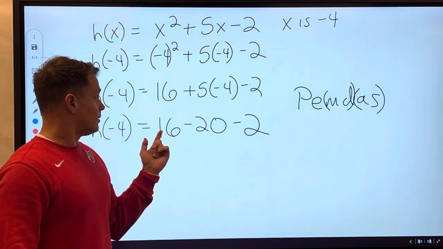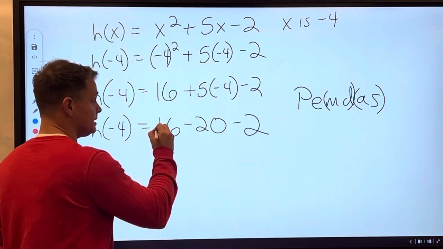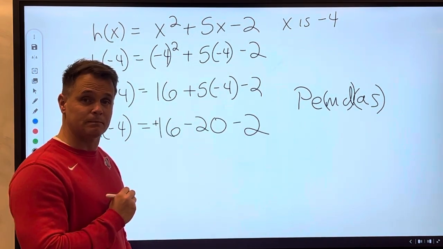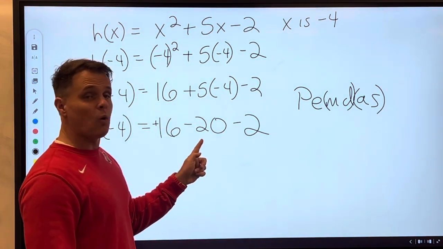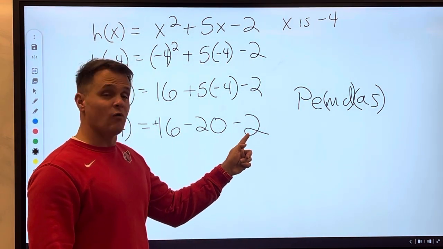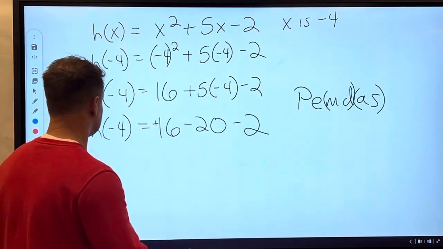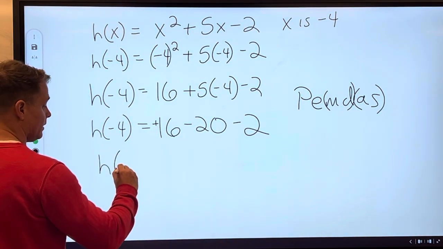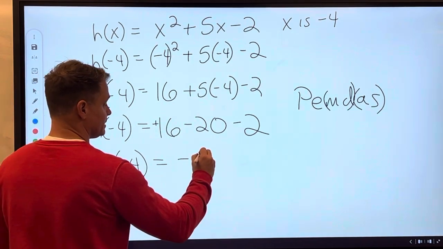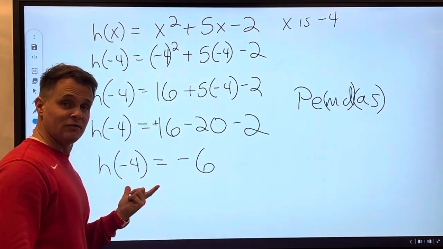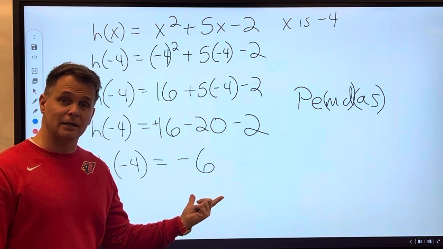Now we have addition and subtraction. The addition is the positive 16. We're going to move from left to right. 16 minus 20 is negative 4. Negative 4 minus 2 is negative 6. So when the x value is negative 4, the y value is negative 6. h of negative 4 equals negative 6.